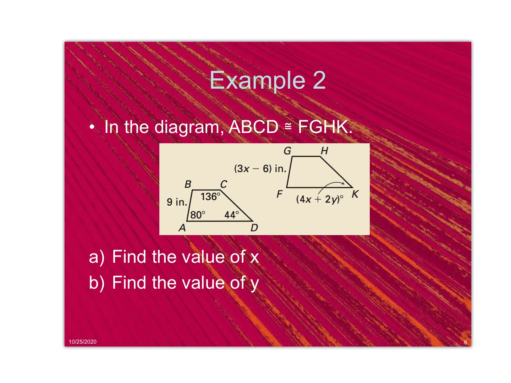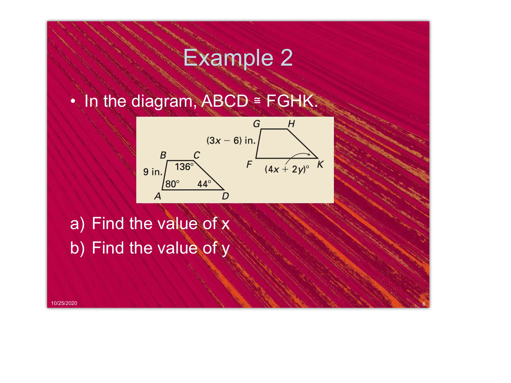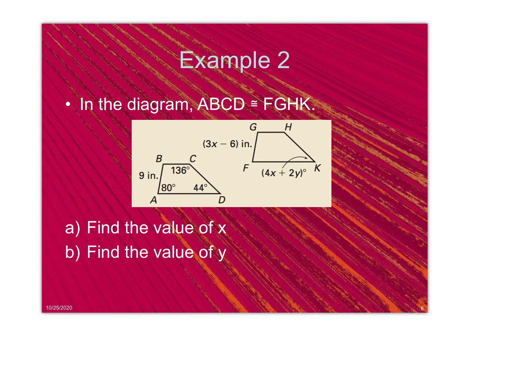Now the fun begins, where we're actually trying to solve a problem. Notice they tell us that in the diagram, ABCD is congruent to FGHK. So notice the parts that go together. I'm going to write it out so that we have it. I know, for example, that angle A is congruent to angle F, angle B is congruent to angle G, angle C is congruent to angle H, and angle D is congruent to angle K.